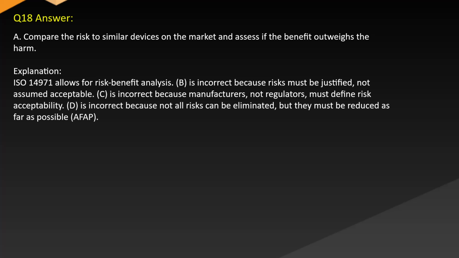Answer A. Compare the risk to similar devices on the market and assess if the benefit outweighs the harm. Explanation: ISO 14971 allows for risk-benefit analysis. B is incorrect because risks must be justified, not assumed acceptable. C is incorrect because manufacturers, not regulators, must define risk acceptability. D is incorrect because not all risks can be eliminated, but they must be reduced as far as possible.